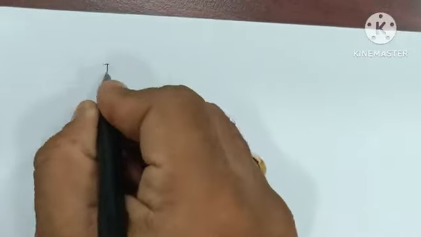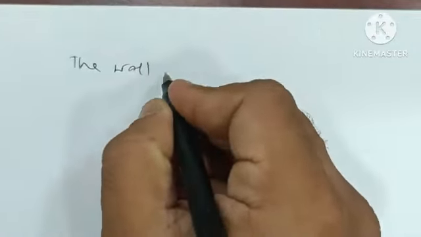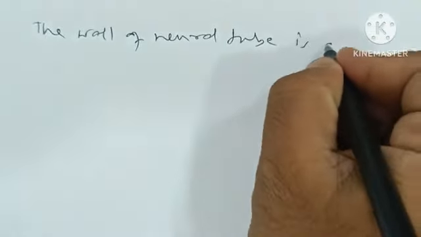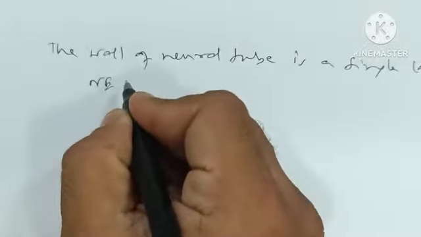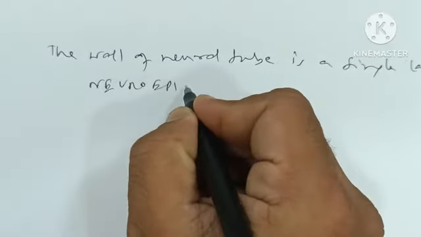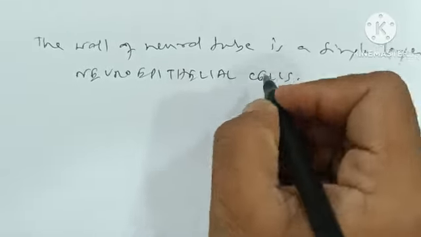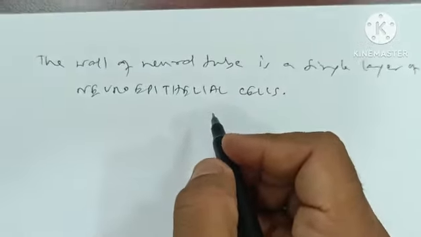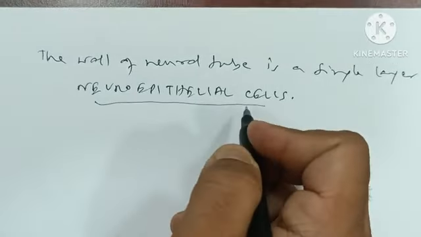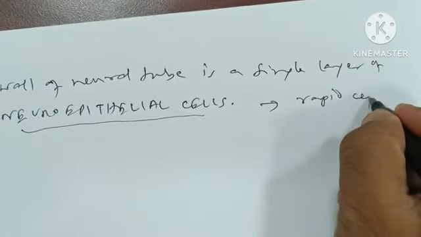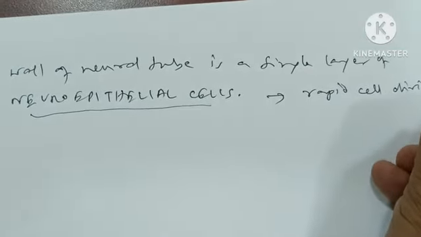Let me write it down. The wall of the neural tube is a single layer of neuroepithelial cells. Now these neuroepithelial cells will undergo rapid cell division.